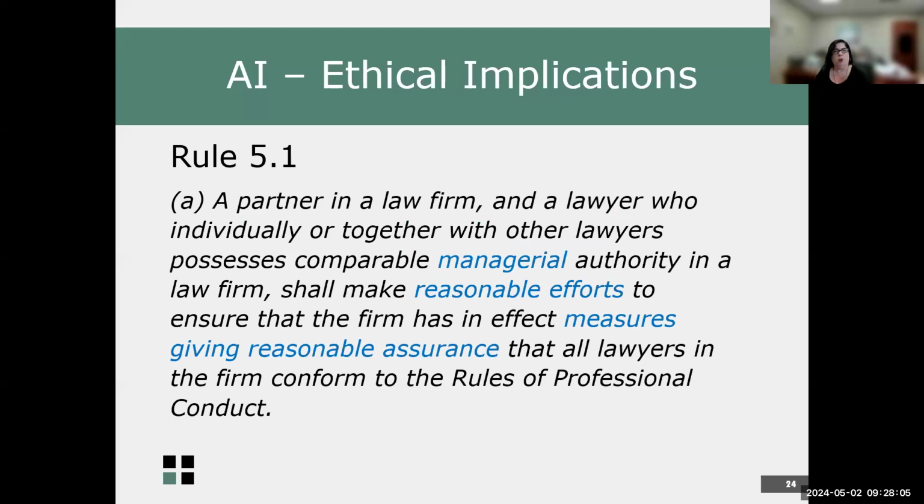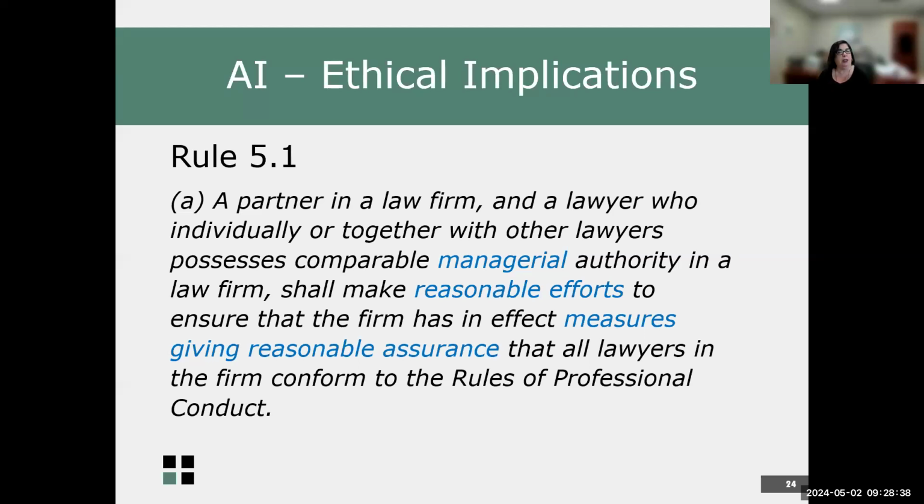Rule 5.1 speaks specifically to partners and law firms and other managerial personnel who have the authority. They must make reasonable efforts to ensure that the firm has in effect measures giving reasonable assurances that all lawyers in the firm conform to the rules of professional conduct. We know that, but how do we administer that when we're dealing with attorneys who use AI?